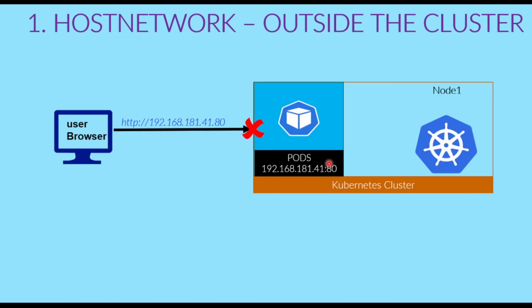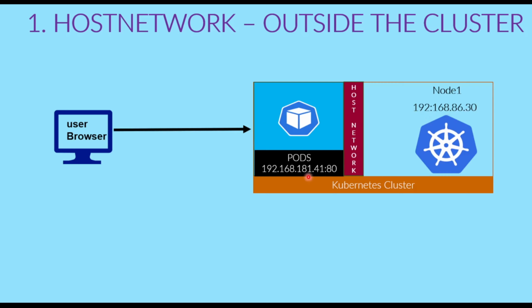If you still want to access your pod outside your Kubernetes cluster, there is a way by using hostNetwork equal to true in your manifest file. When you do that, instead of using the pod IP, you can access this pod using the host IP:80. That way you can access your pod outside your Kubernetes cluster.